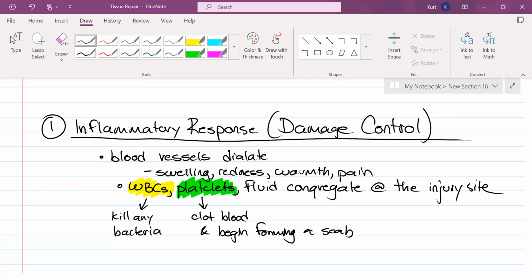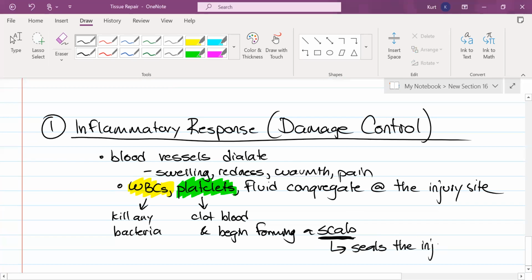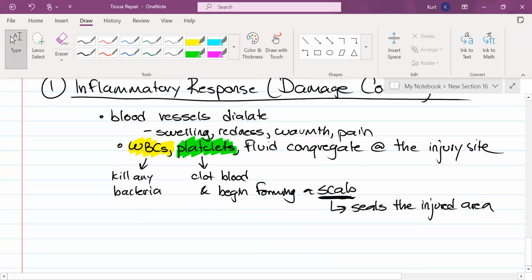Now, as far as the scab is concerned, let me clean that spell. There we go. The scab seals the injured area. Have you all ever seen a car driving down the road and they have a garbage bag in their window? Yeah, that's hopefully a temporary fix. Maybe they're just in between the damage to their car and getting a new window. Perhaps they can't afford a window this week. So hopefully it's a temporary fix.